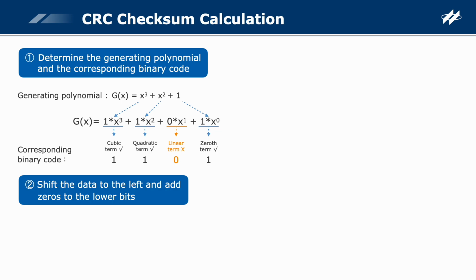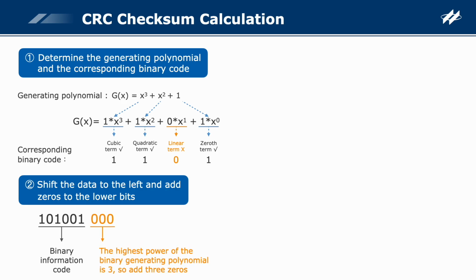The second step is to shift the data to the left and add zeros to the lower bits. First, set the information code to 101001. Then the pre-processed data is 101001 followed by 3 zeros. The highest power of the generating polynomial is determined by the number of zeros added to the lower bits.